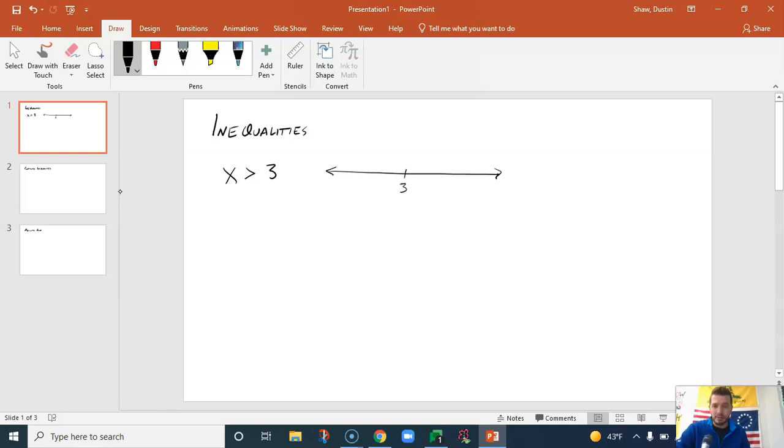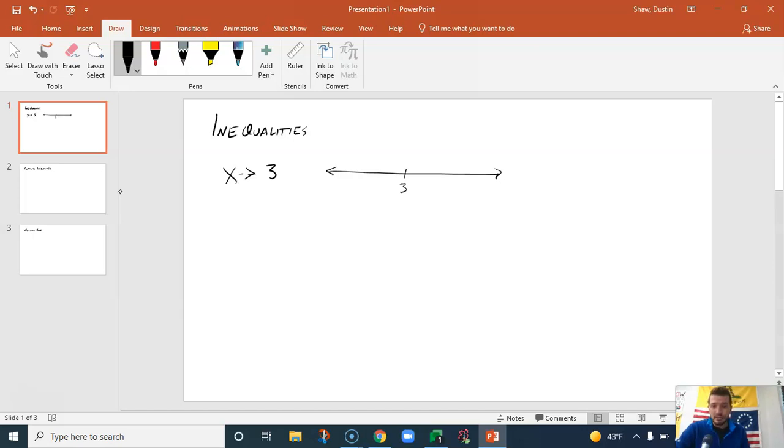I always tell my kids that this is like a little alligator, and it means that whatever x is going to be a number that's larger, and the alligator's hungry and wants to eat the bigger meal. So when you say greater than, as long as the variable is on the left side, you can make this into a little arrow, and you can use that to help you know where your arrow is going to go.